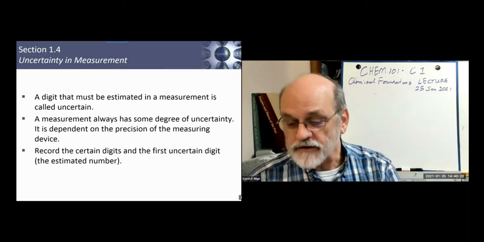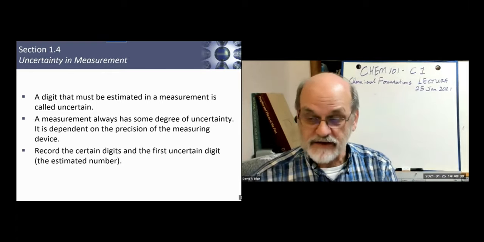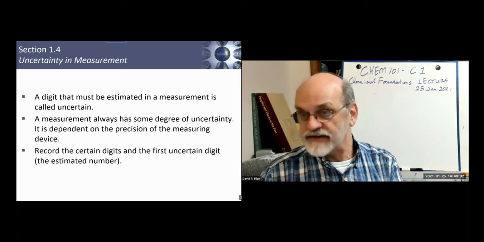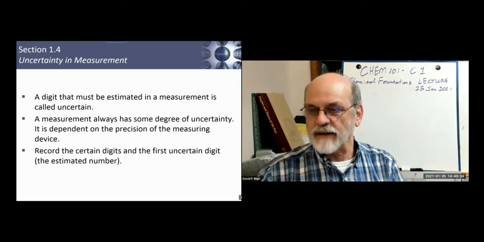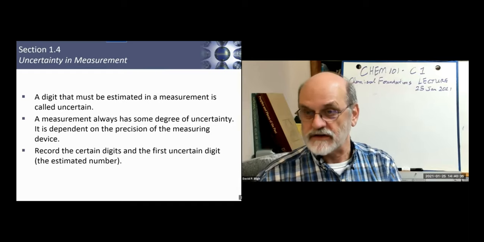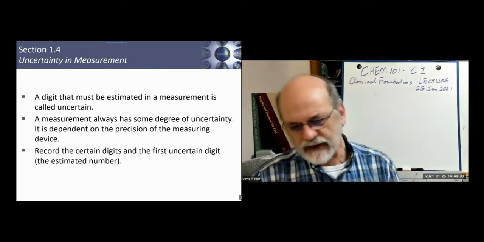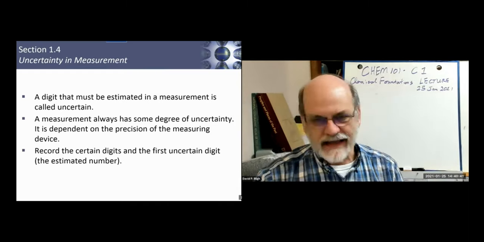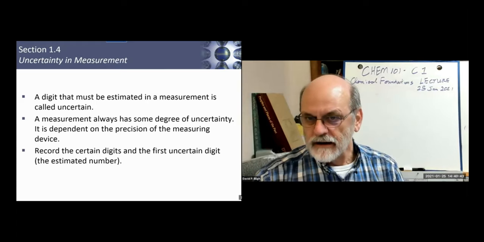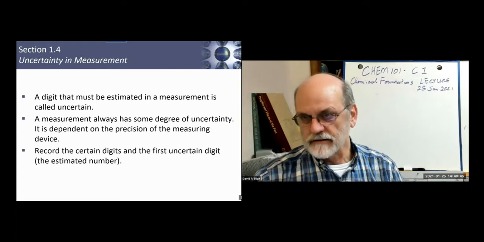Now, if you know that this paper is 11 inches, I mean, that's obvious, then 10.9, I missed it. The uncertainty in my measurement is 0.1 inches. But just recognize that anytime you make a measurement, there's always uncertainty.